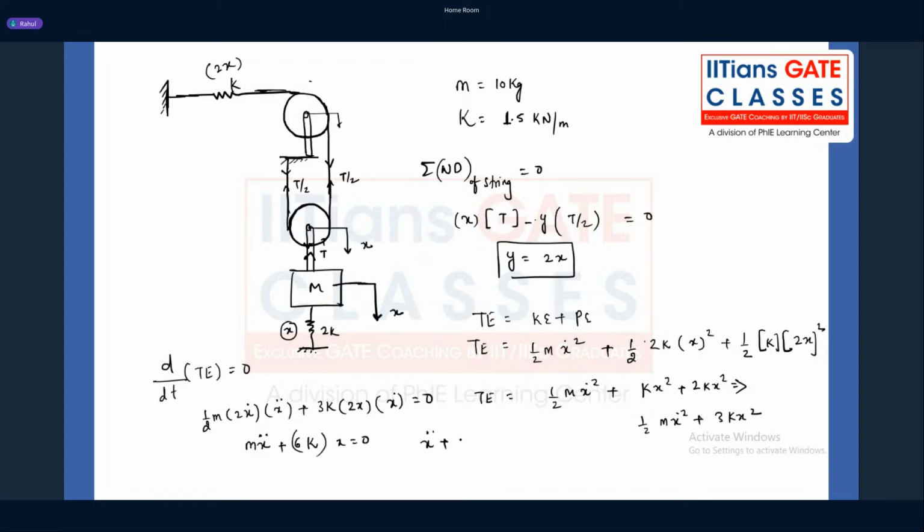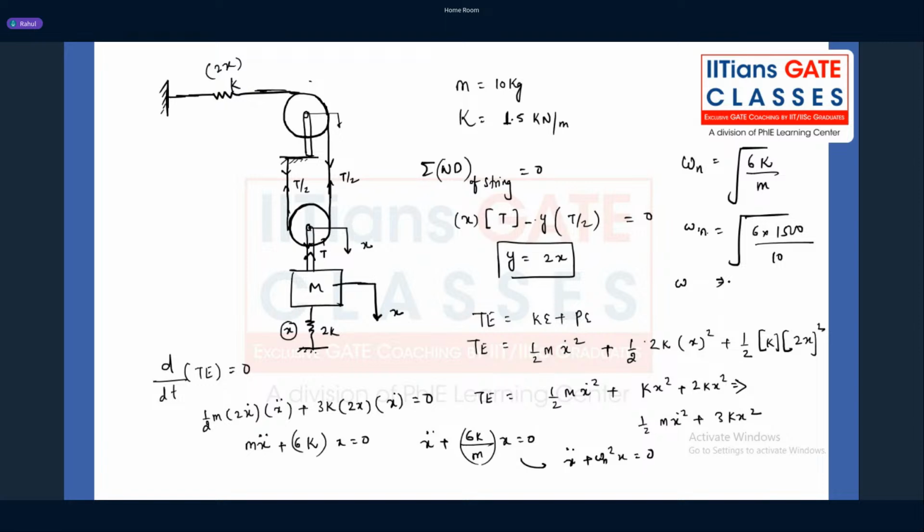If you compare this equation with the standard equation of simple harmonic motion, x double dot plus omega n square into x equals 0, what is the omega n? Under root of 6k by m, capital M. K is 1500 and M is 10. If you calculate, omega equals omega n, 30 radian per second. That is the answer by the energy method.